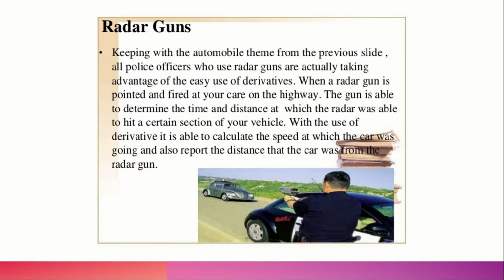Radar gun. Keeping with the automobile theme from the previous slide, all police officers who use radar guns are actually taking advantage of the easy use of derivatives. When a radar gun is pointed and fired at your car on the highway, the gun is able to determine the time and distance at which the radar was able to hit a certain section of your vehicle. With the use of derivatives, it is able to calculate the speed at which the car was going and also report the distance that the car was from the radar gun. So derivatives is not only in your maths textbook, it's used in daily life everywhere outside.